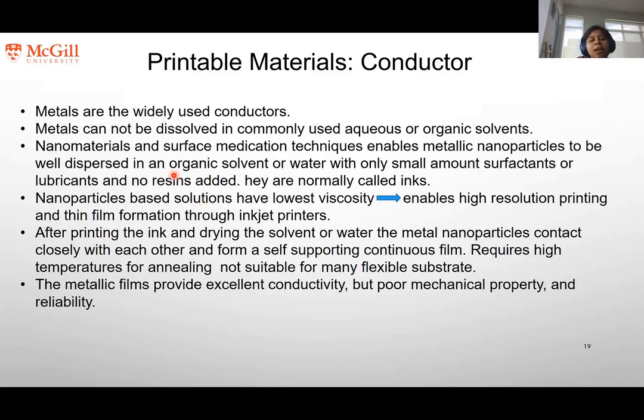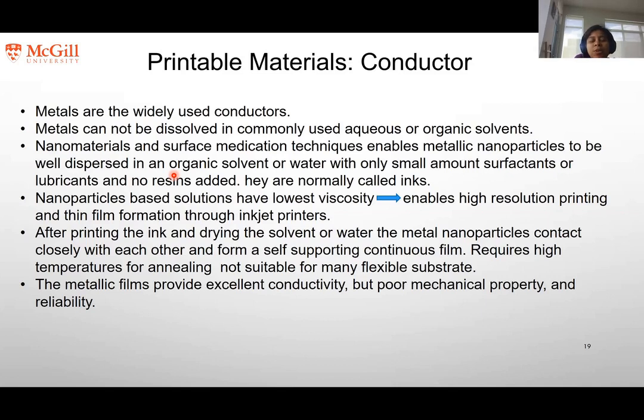One of the things about these nanoparticle based inks is they mostly have low viscosity. And we know that for high resolution printing, we need to have low viscosity ink. And that is mostly done with inkjet printers. So, nanoparticle based ink really supports that.